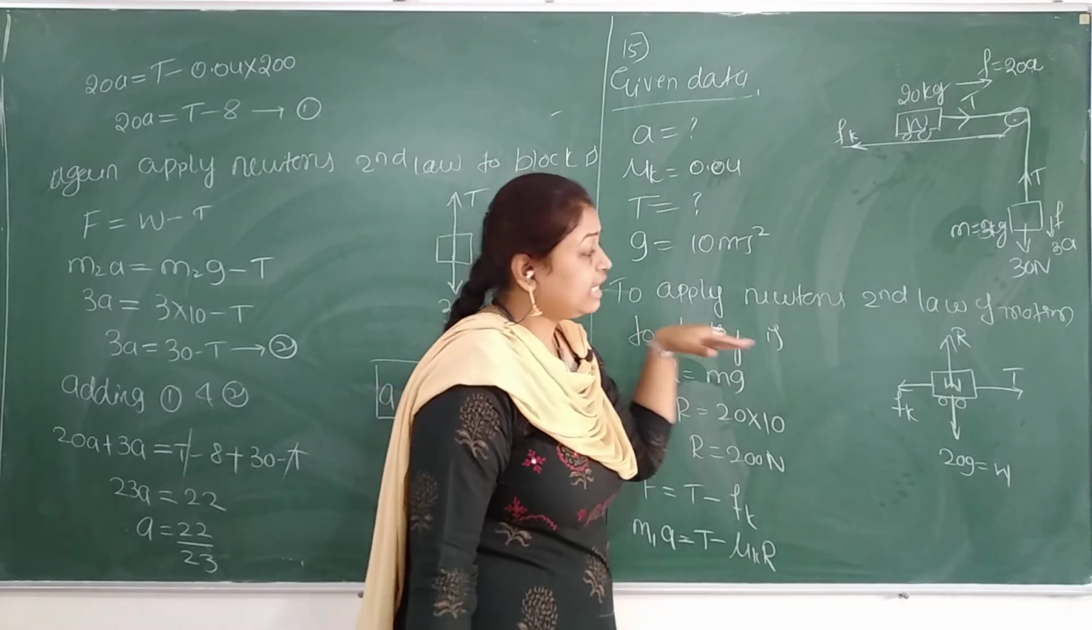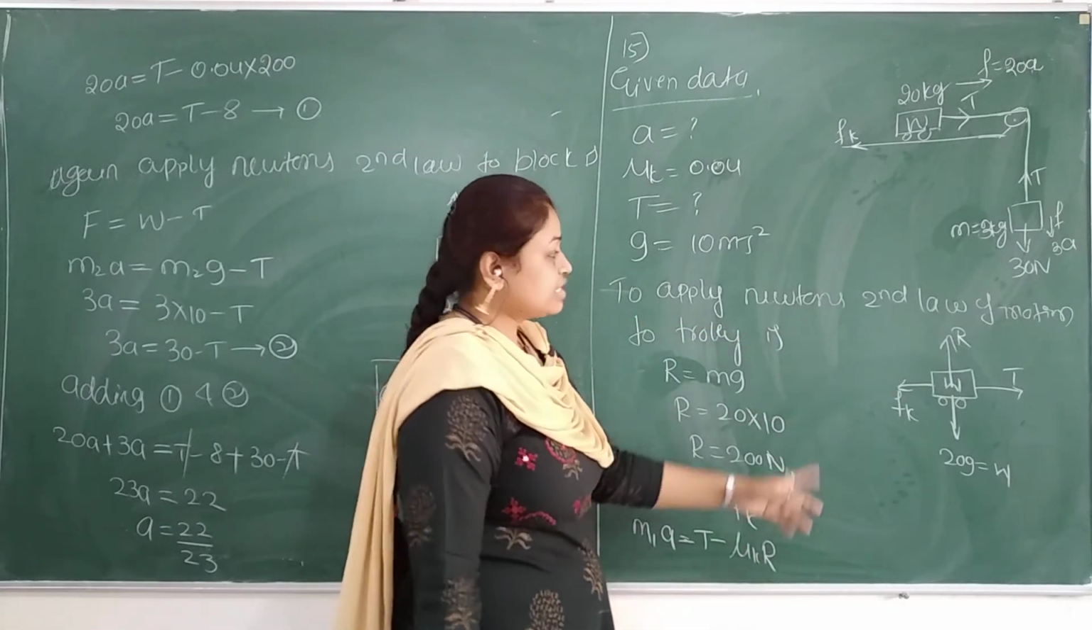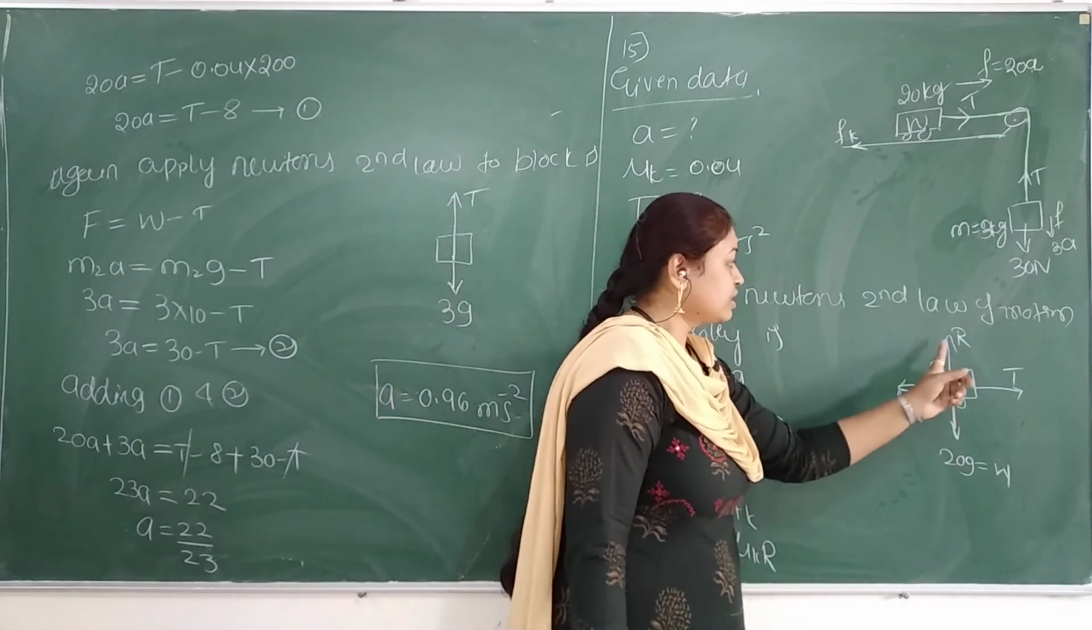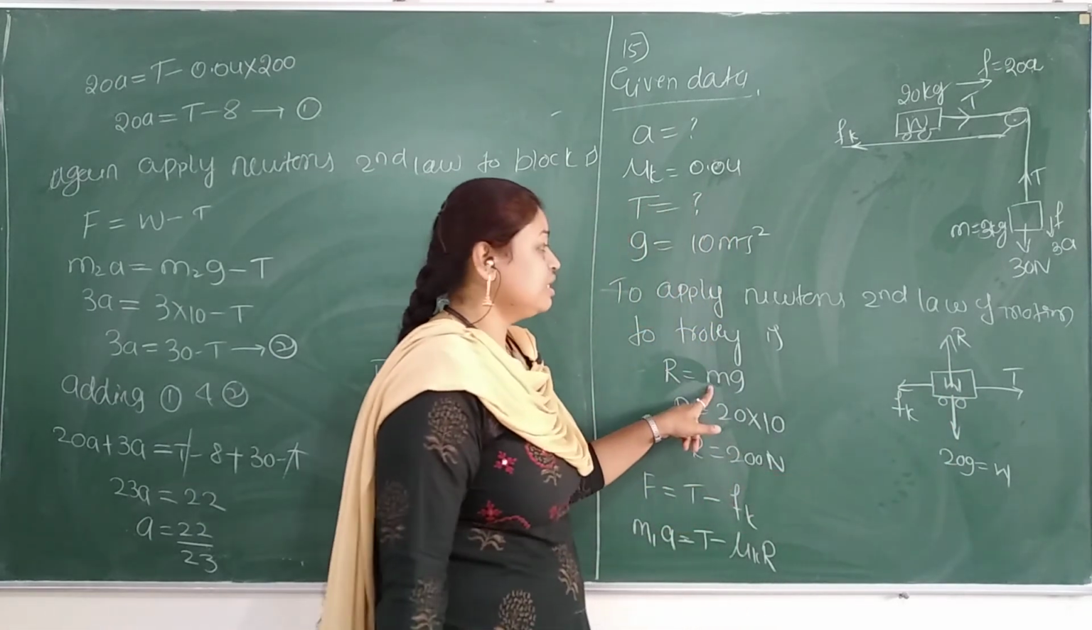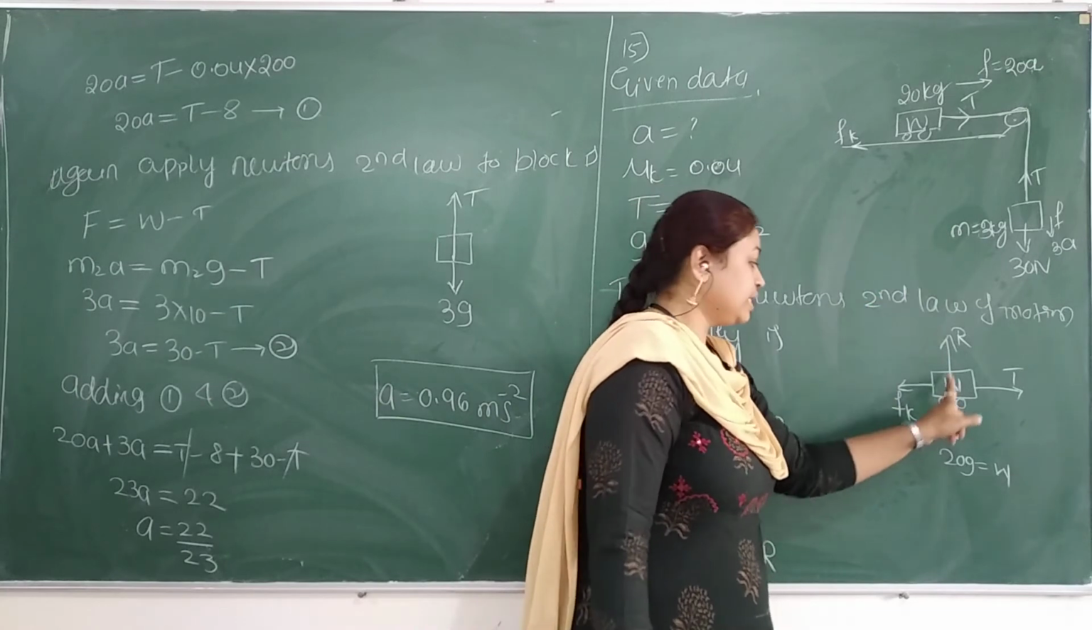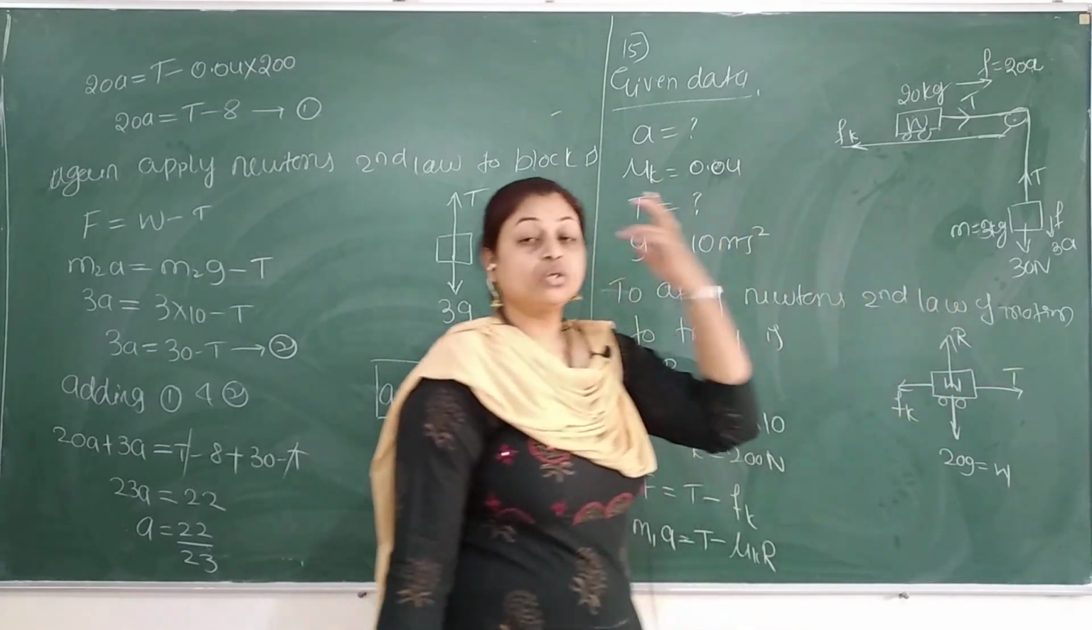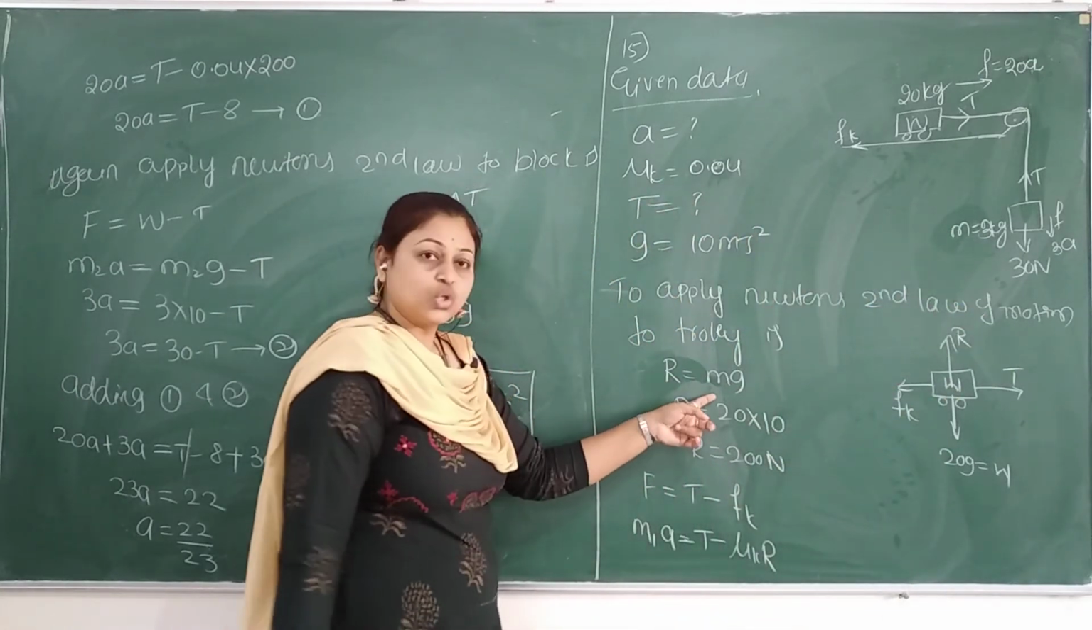So now apply the total vertical force and total horizontal force. First balance the vertical force. In the vertical direction, R is equal to weight, that can be written as R equals mg, because upward is positive and downward is negative. Taking it to the other side, you will get R equals mg.